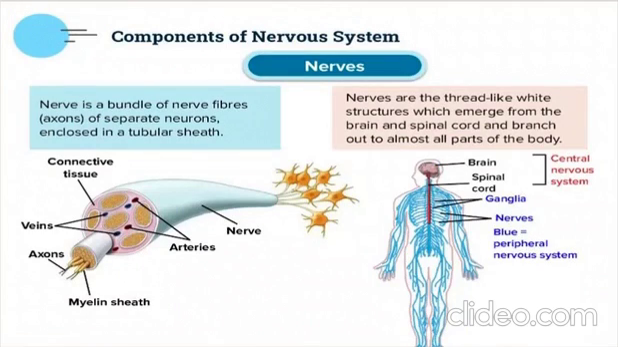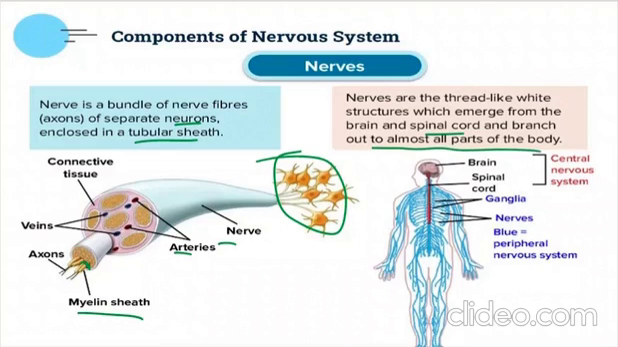A nerve is a bundle of nerve fibers. Nerve fibers are known as axons of separate neurons, and they're enclosed in a tubular sheath. So these nerves are wholly covered with a sheath. Okay, so connective tissue, then we have the veins, arteries, nerve. Then these are my neurons, and you have the myelin sheath on the axons. Now, nerves are very thin, not very thick. They're thread-like white structures which emerge from the brain and spinal cord and branch out to almost all parts of the body, right?